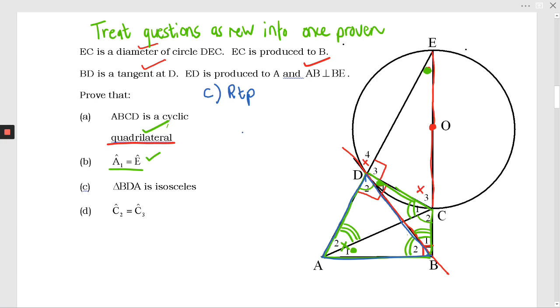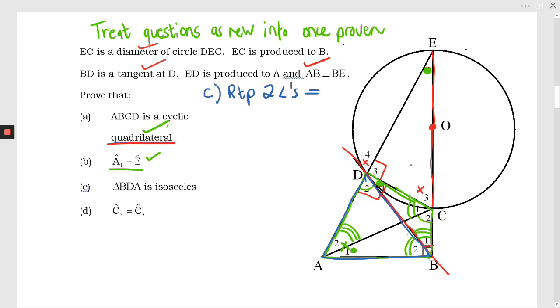For question C, I've got to prove that BDA is isosceles. And I don't have that yet. I've got to try and work my way through having two angles the same, and I don't know which ones yet. So let's work with that. I'm just going to put here two angles in BDA. I've got to prove that they're equal. So what I'm trying to do now is relate them to some other angles and see whether there's a way I can get two of those as equal to each other.